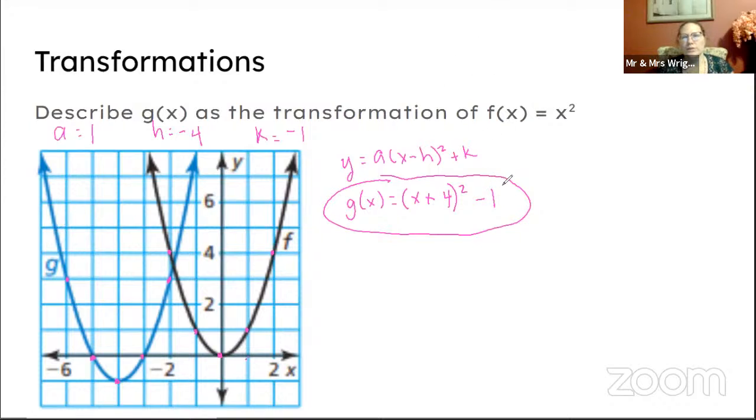So hopefully you can build your equations from looking at how it has transformed from the parent graph, where f of x is x squared. And this is the parent graph no matter what for any quadratic equation, whether you're told that or not.